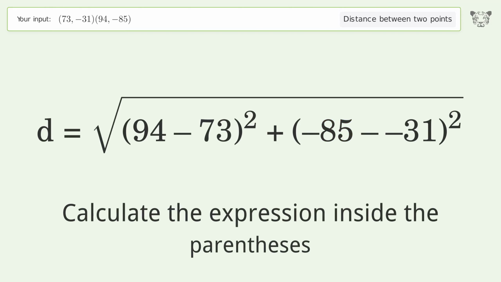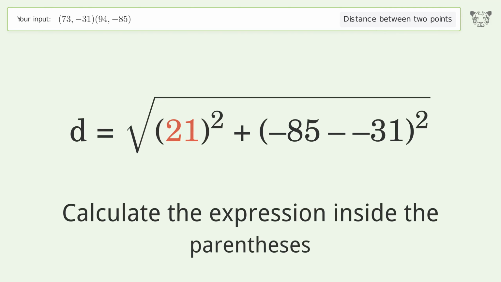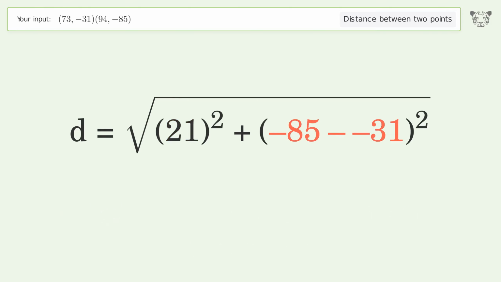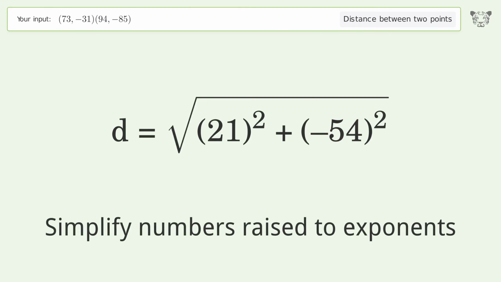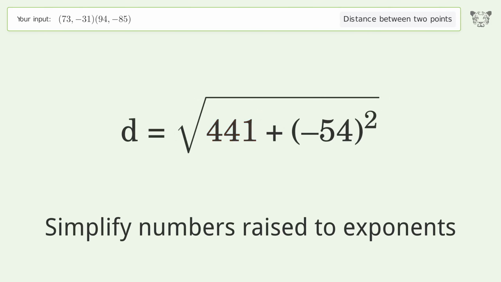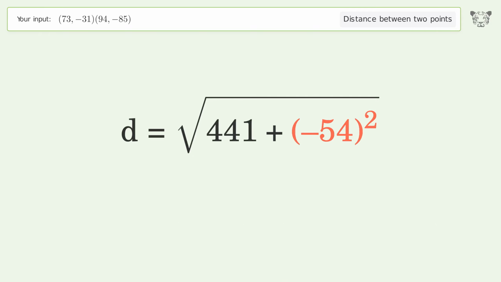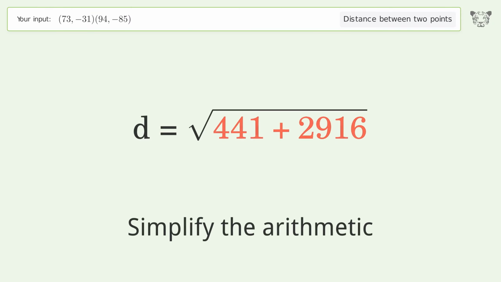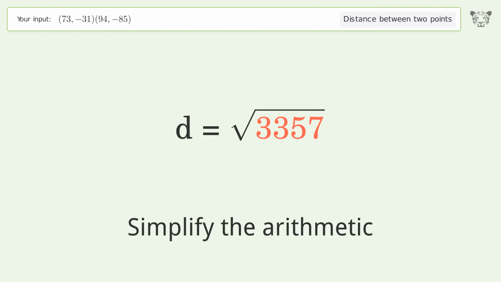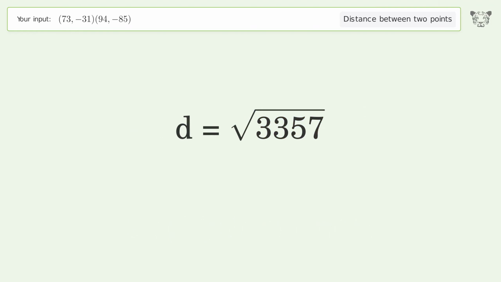Calculate the expression inside the parentheses. Simplify numbers raised to exponents. Simplify the arithmetic. And so the distance between the 2 points is the square root of 3,357, or 57.94.